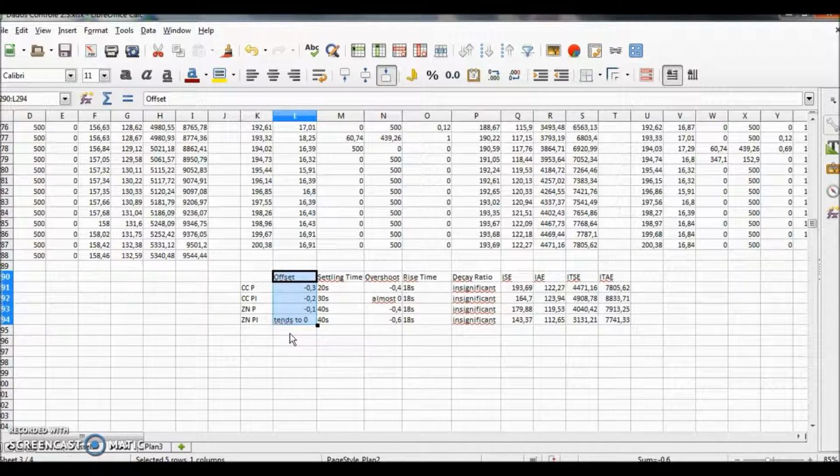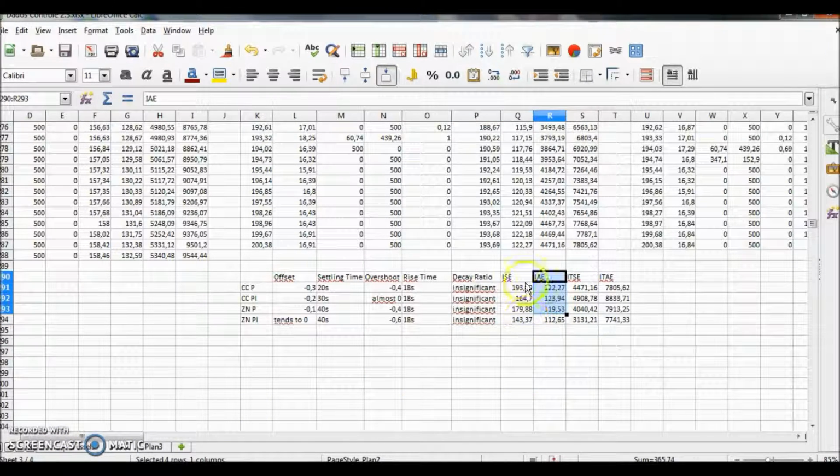The offset is the difference between the set point and the measured variable. The settling time is the time the system takes to establish the measurements close to the set point. The overshoot is how much the variable surpassed the set point because it came from a point far from it. The rising time is the time for the variable to reach the set point for the first time. And the decay rate is how much the oscillation around the set point decreases.